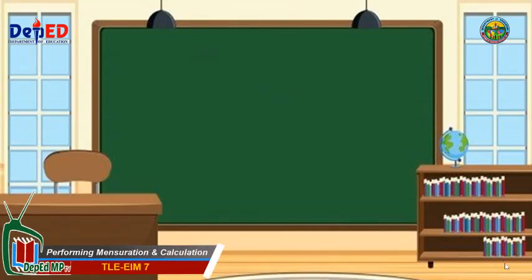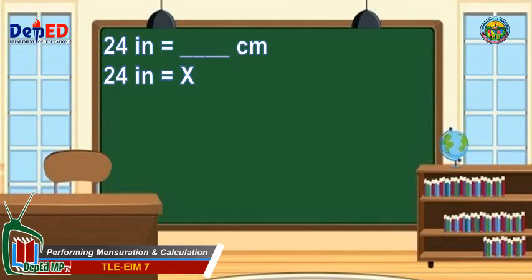First of all, we have to determine the units to be converted. Look at the first example in your module. 24 inches is equivalent to X centimeters. So we are to look for the value of 24 inches in centimeters. First, let's write the given units. That's 24 inches is equal to X. The letter X here means that we don't know the value of 24 inches in centimeters, so we represent the value in centimeters with the letter X.